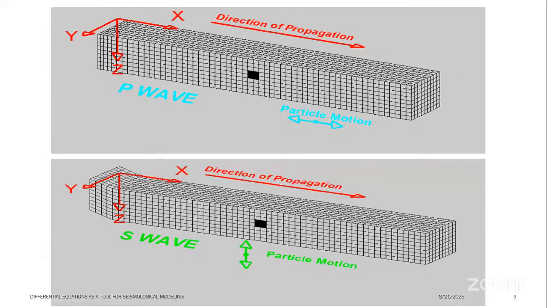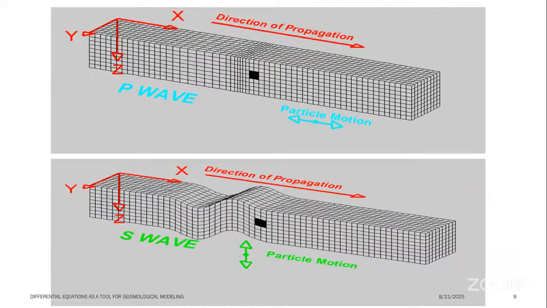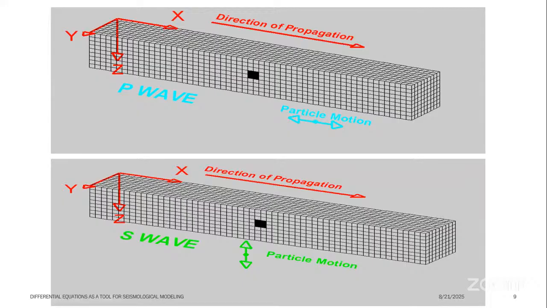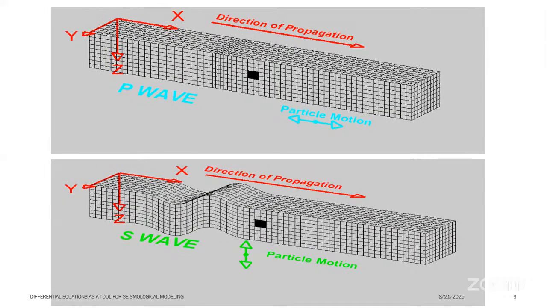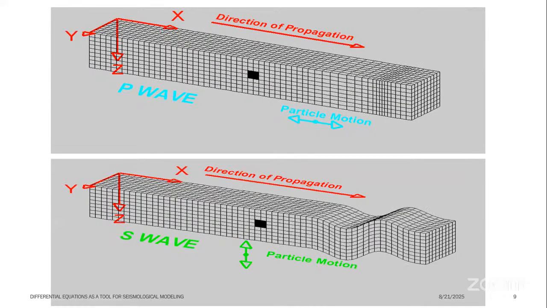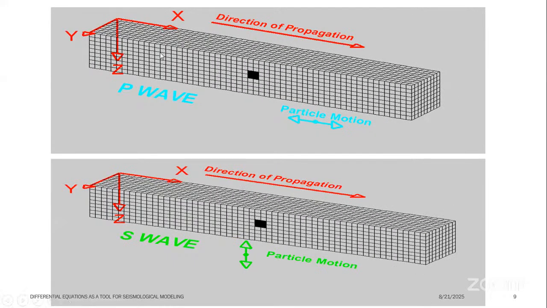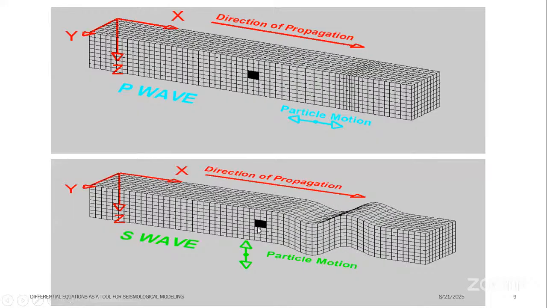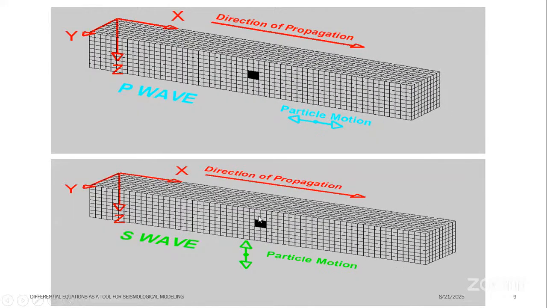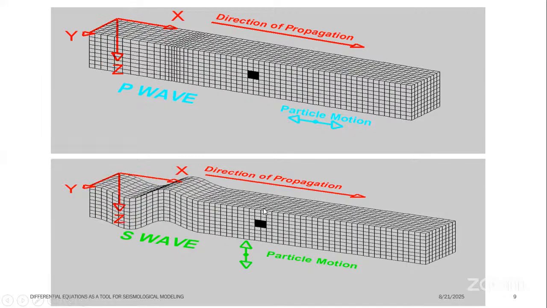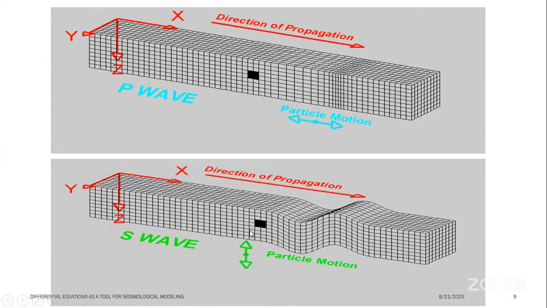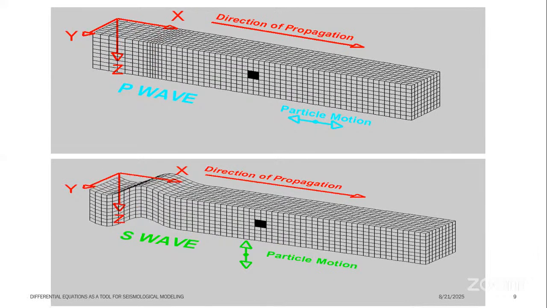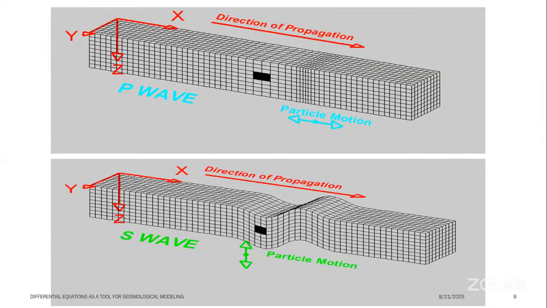Now here comes the second body wave, called the S wave, or secondary wave. Why is it called secondary? Because it is recorded on the seismograph after the P wave. The S wave is transversal in nature. The wave is propagating in the X direction, but you can see that the particle is moving up and down, perpendicular to the direction of wave propagation. It may be up and down, or it may be side to side, but it has to be perpendicular to the direction of wave propagation. Particle motion should be perpendicular to the wave propagation direction.